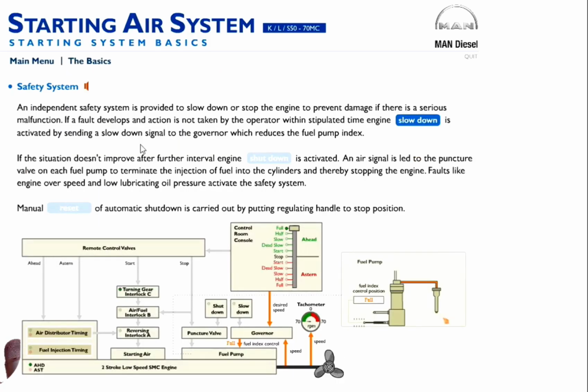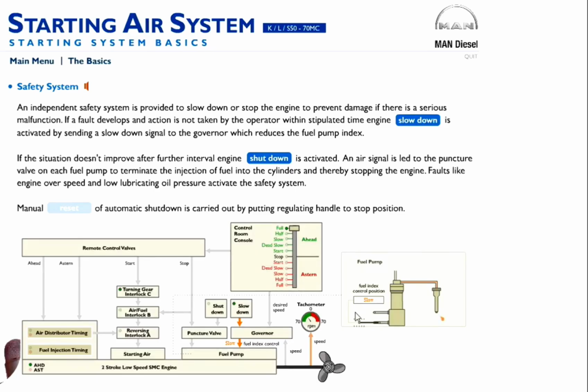Also we have a safety system here, which in some problems will activate slowdown or shutdown. Let's see what happens when we send a signal of slowdown. I just press the signal of slowdown. Slowdown is activated. The governor receives a signal to half slow, then dead slow and stop. It's already received. Also we have an indication here that we are going on slowdown.